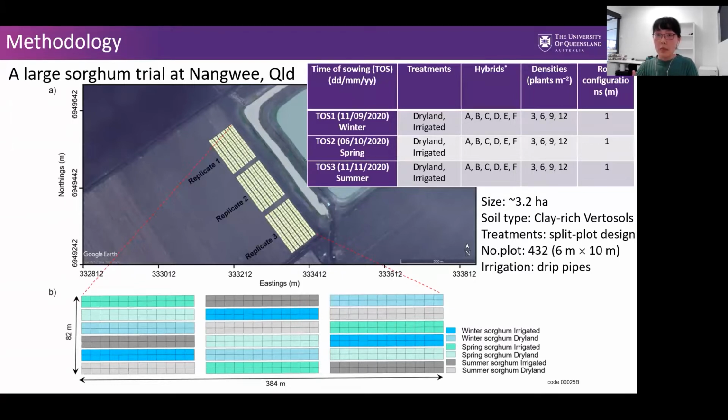6 commercial hybrids and 4 plant population densities. And this layout generated 432 plots across the trial. The combination of 3 times of sowing and 2 water treatment levels exposed the sorghum crops to a large, diverse range of growth stages.